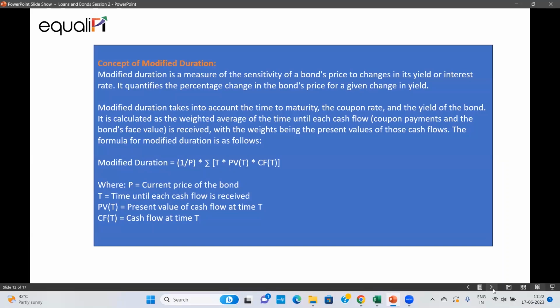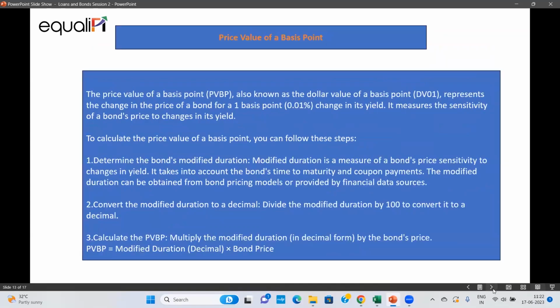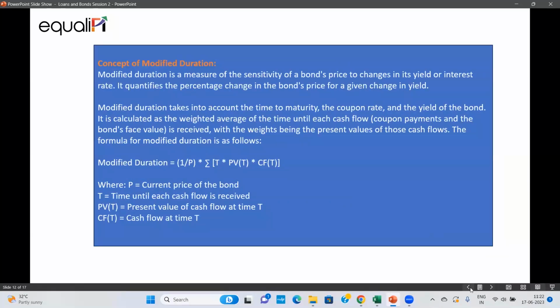The formula for modified duration: 1 by P, where P is the current price of the bond, T is the time until the cash flow is received, and then the present value of T and the cash flow of T. So there we get the modified duration. Now this is a formula which you can take a snip of, and then there is a problem.